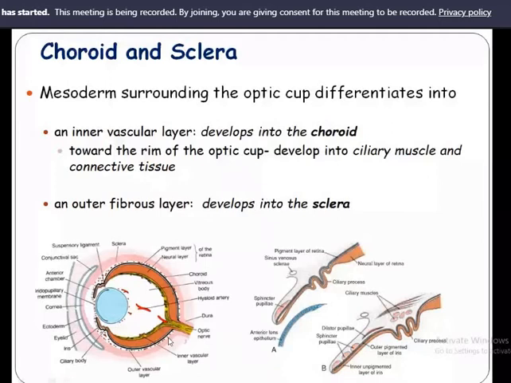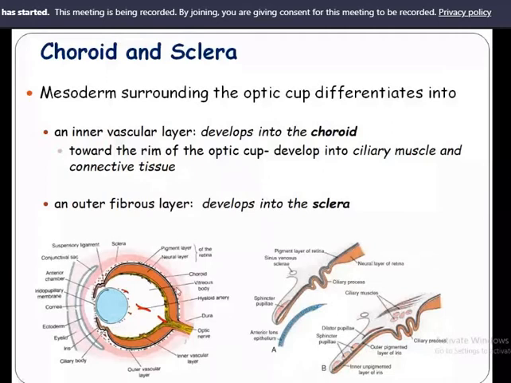Now how does it differentiate? The mesoderm present outside the optic cup also has two layers. The inner one is vascular. Can you see the blood vessels? This inner vascular layer will develop into the choroid, and the outer fibrous layer will develop into the sclera.